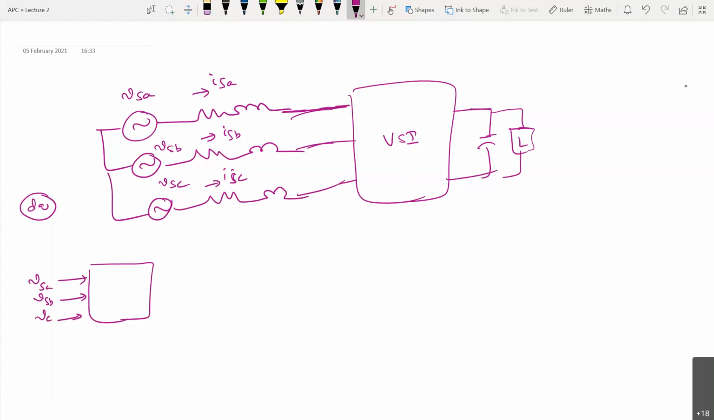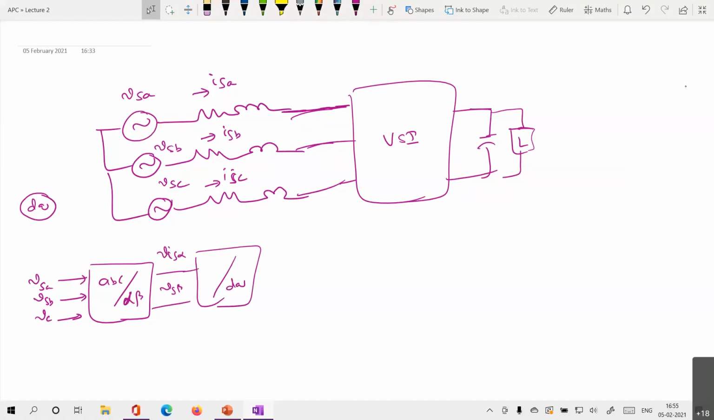For that, first you want to convert this into the DQ reference frame. You can do that directly, or first convert ABC to the alpha beta reference frame, which is the stationary reference frame. Now you will get VS alpha and VS beta. These you need to convert into the DQ reference frame. Let us assume that this is a balanced supply. If it is balanced, the Q component will be zero, and the zero component will not be present.